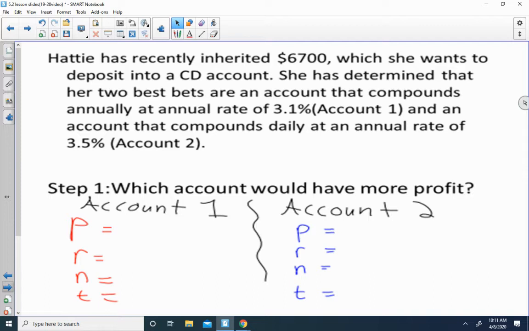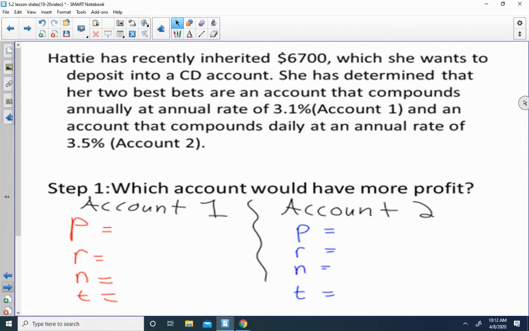So this might actually be an example of something that you might have to deal with in the future when you're deciding how to invest your money. Hattie has recently inherited $6,700, which she wants to deposit into a CD account. She has determined that her 2 best bets are an account that compounds annually at an annual rate of 3.1%, which we will call account 1. And she also has an account that compounds daily at an annual rate of 3.5%. We're going to call this account 2.